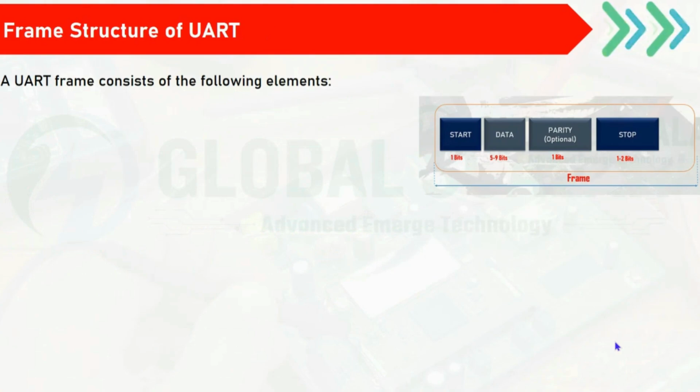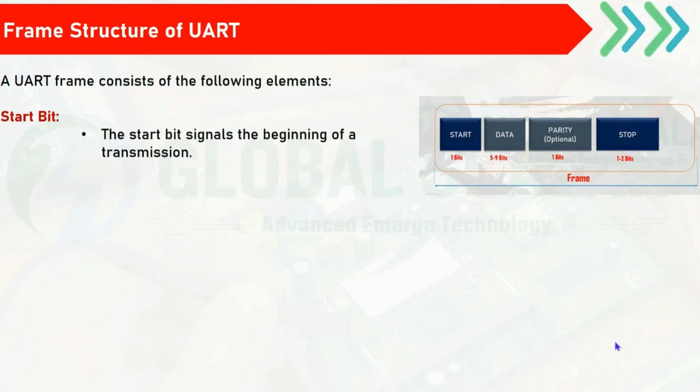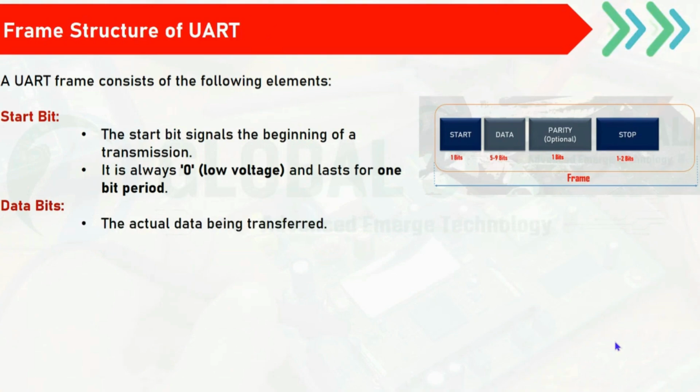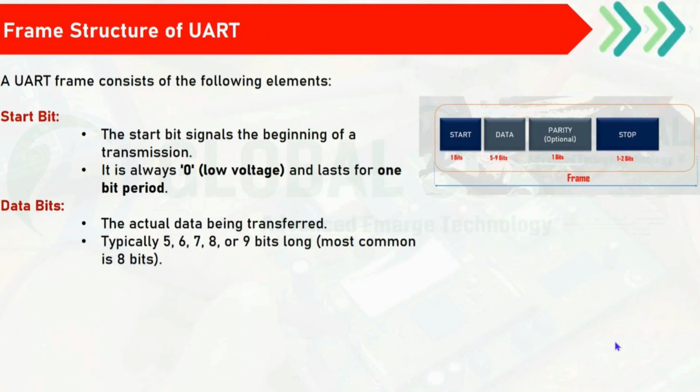So coming to the frame structure, it involves the start bit, which is the beginning of the transmission. It is always 0 during the data transmission. And the data bits include the actual data that we are transferring. It can vary: 5 bits, 6 bits, 7 bits, 8 bits, or 9 bits. Commonly, it is operated with 8 bits.